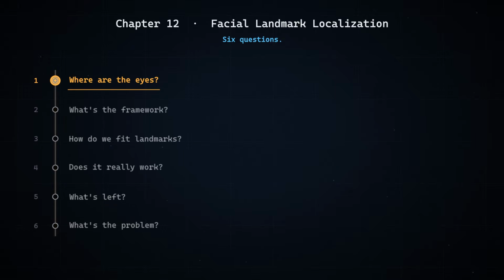Where are the eyes? What's the framework? How do we fit the landmarks? Does any of it actually work? And what comes next? Let's start at the very beginning. Where do landmarks actually help?